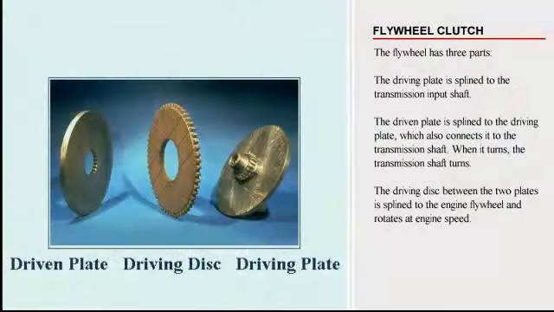The flywheel has three parts. The driving plate is splined to the transmission input shaft. The driven plate is splined to the driving plate, which also connects it to the transmission shaft. When it turns, the transmission shaft turns. The driving disc between the two plates is splined to the engine flywheel and rotates at engine speed.